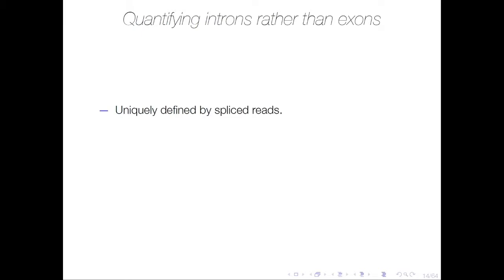So the first is that introns are uniquely defined by spliced reads. So if you give me a spliced read, I can tell you exactly the start and end of the intron that it supports. Or you can think of this as being a one-to-one mapping between spliced reads and introns. That one-to-one correspondence means that quantification is very straightforward. To say how much an intron is being used, I just have to count how many spliced reads correspond to that intron.